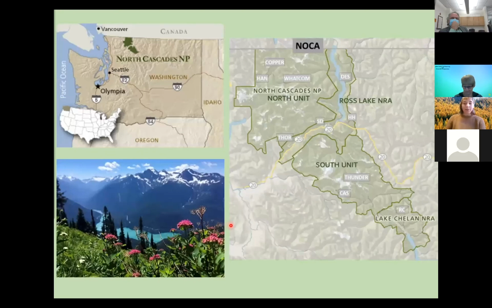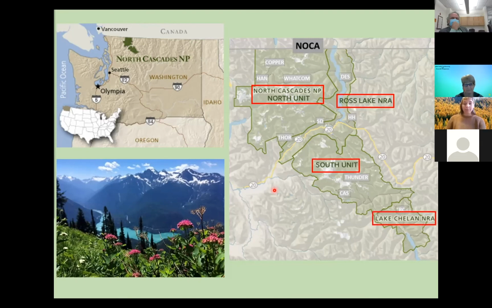So to orient you with our study area, North Cascades National Park is in the northwestern corner of Washington, just below the border with Canada, and I may refer to it by its abbreviation NOCA from now on in this talk. So it's a park that's known for its jagged peaks crowned by more than 300 glaciers. It spans the Cascade Crest from the temperate rainforest of the wet west side of the state to the dry ponderosa pine ecosystem of the east. And it consists of several units, including the North and South unit of North Cascades National Park, Ross Lake National Recreation Area, and Lake Chelan National Recreation Area.